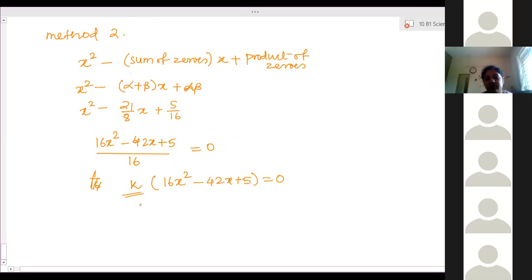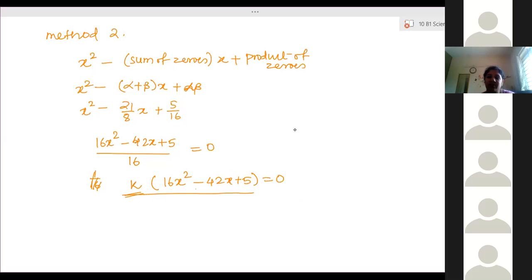Ma'am, but that k's value is 1. No, it can be anything, Vedant. I told you k can be any real number, in method 2 also. So this is the required polynomial. Ma'am, if we didn't solve with k also, should the answer have k? Yes, it should have k, because any multiple of this polynomial will have the same zeros as this polynomial has.